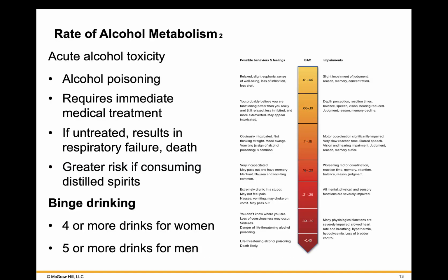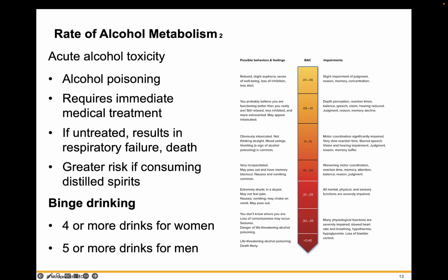Now, if we look at things that can happen with respect to acute alcohol toxicity, this is a dangerous situation and will require immediate medical treatment. You may hear this referred to quite often as alcohol poisoning. If untreated, it may result in respiratory failure or death, and there is also a greater risk of this happening when consuming distilled spirits. Another important term is binge drinking. Binge drinking is defined as 4 or more drinks for women in a single session or 5 or more drinks for men. And this is something that we see much more often in a younger population, especially a college population.